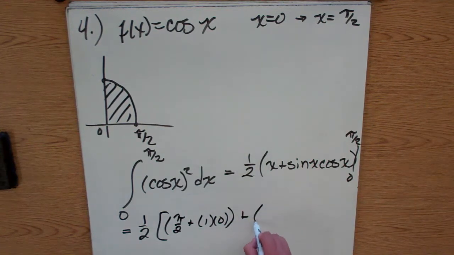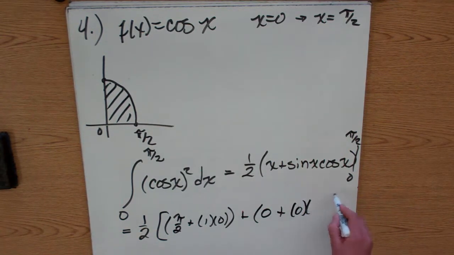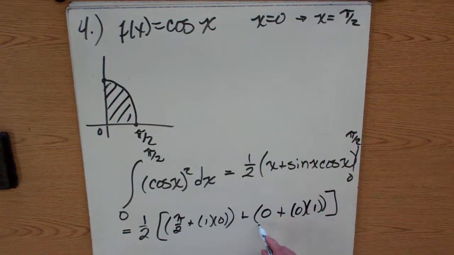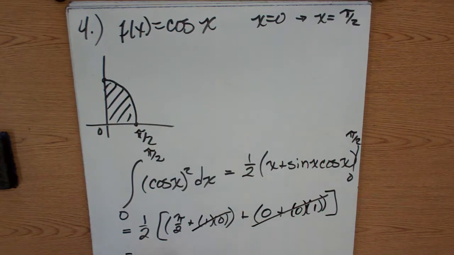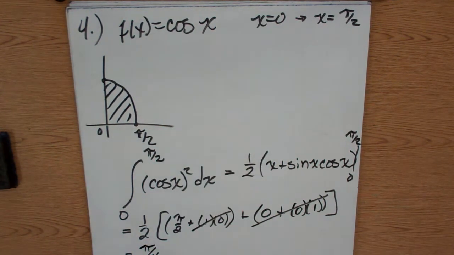Plus, plug in the 0, you get 0, plus the sine of 0 is 0, and the cosine of 0 is 1. Well, of course, this just cancels out to 0. This cancels out. So really, your answer is just 1/2 times pi over 2, which is pi over 4. So this whole long, complicated problem, the answer is pi over 4.